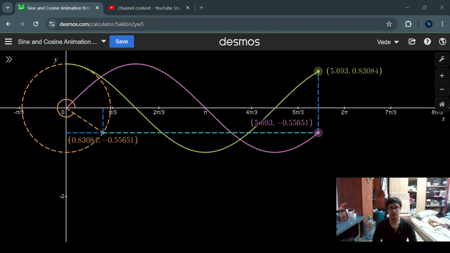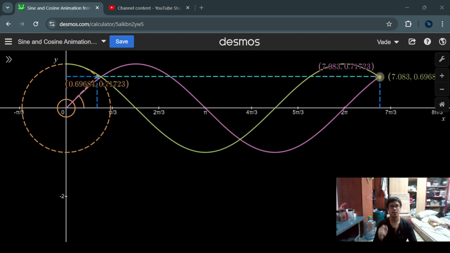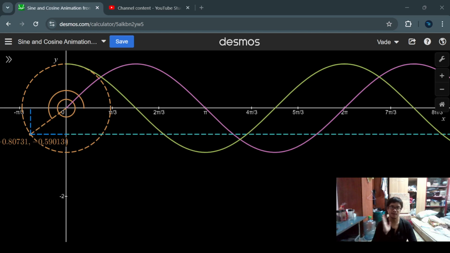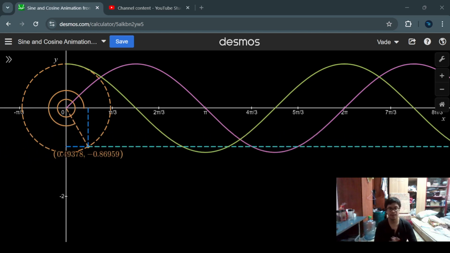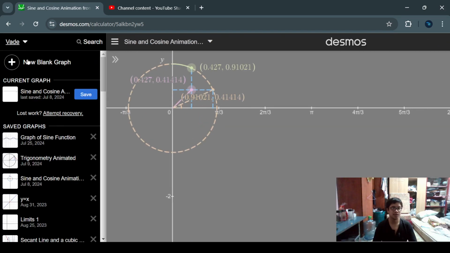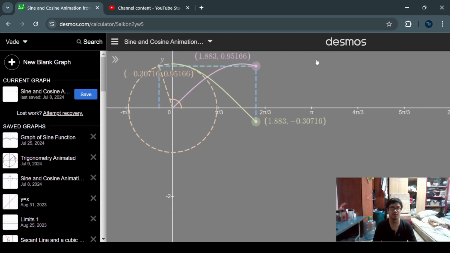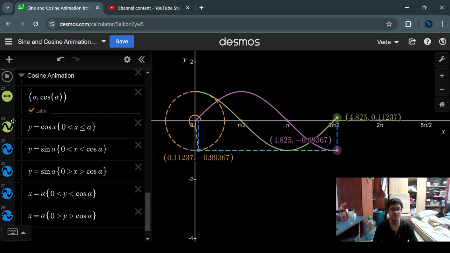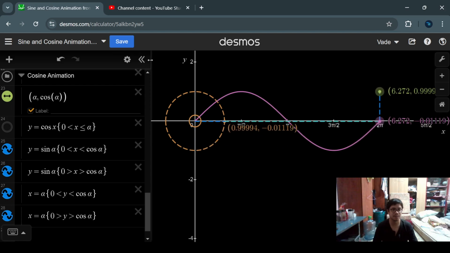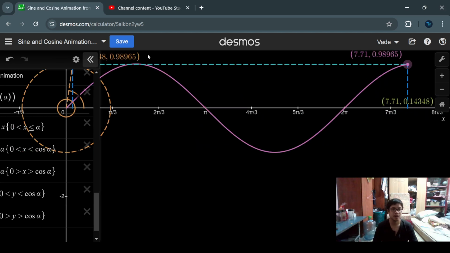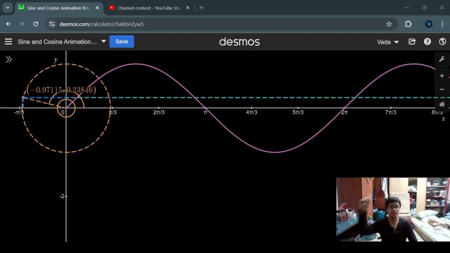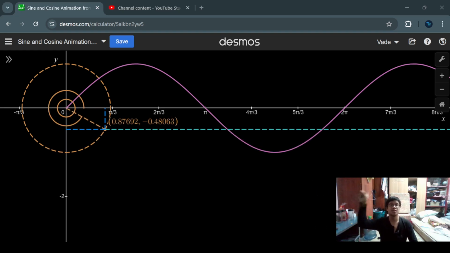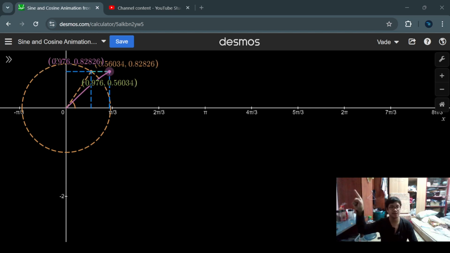So let's continue. Now we're going to talk about the graph of sine. Sorry, this is wrong. Let me make the graph of the cosine invisible. There we go. You see this pink curve right there? That is the graph of the sine function.